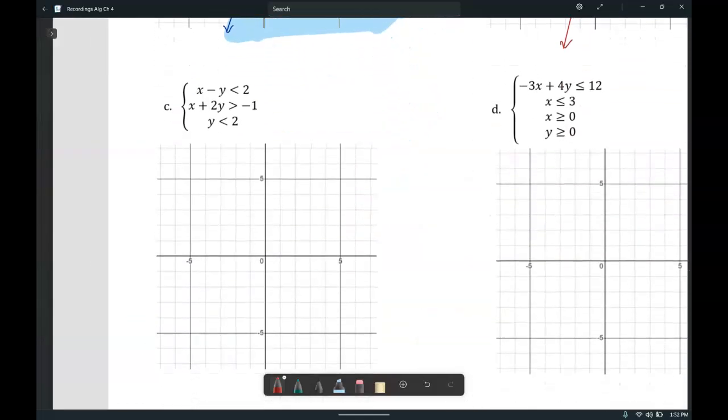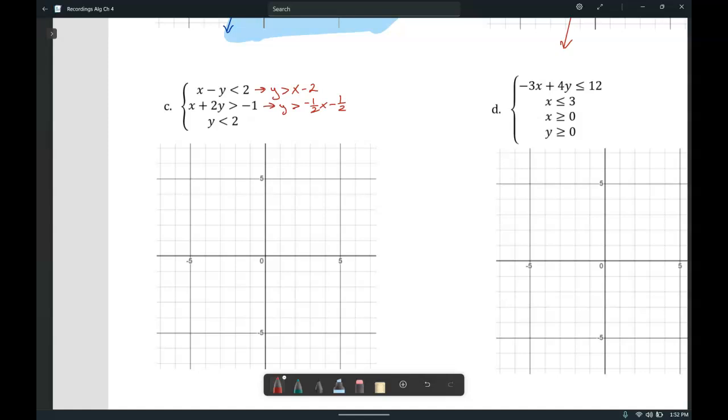Now here we've got a system of 3 equations, so we're going to plot all 3 of these and then see where our shading overlaps. So our first inequality, we can rewrite into slope-intercept as y is greater than x minus 2. Remember, we're dividing by that negative, so our inequality has to change directions. Let me write that a little bit neater. Our next inequality, we can rewrite as y is greater than negative 1/2 x minus 1/2.